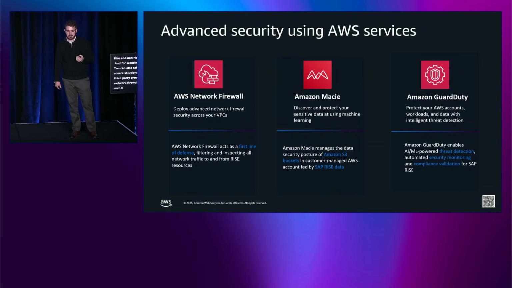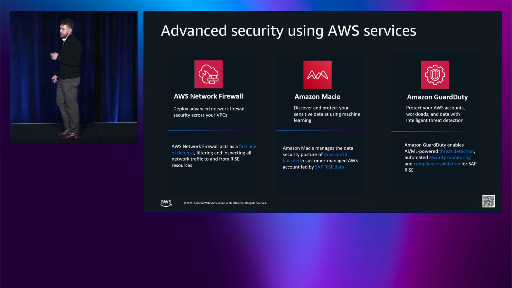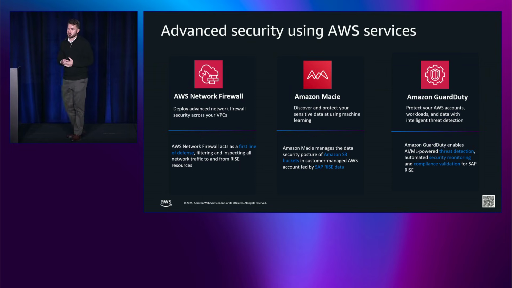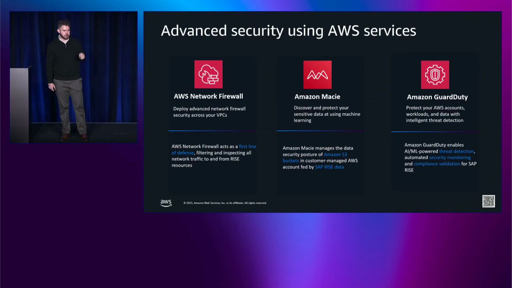In your RISE with SAP account, AWS Network Firewall acts as the first line of defense for your traffic, filtering and inspecting all network traffic to and from RISE resources. Amazon Macie discovers and protects sensitive SAP data by using machine learning and pattern matching to automatically identify sensitive data such as personally identifiable information and financial data in your S3 buckets, reducing your risk and helping ensure compliance.